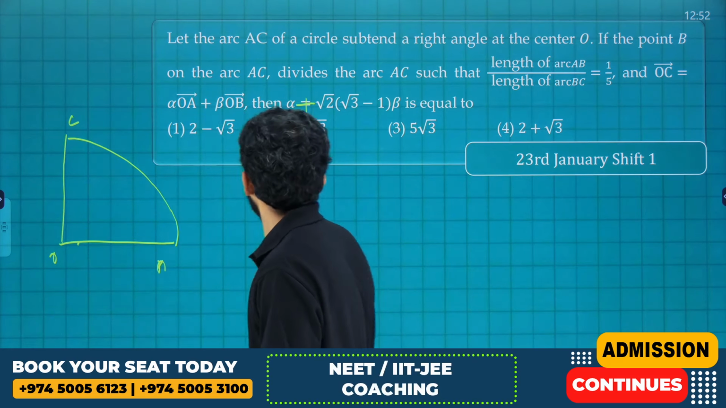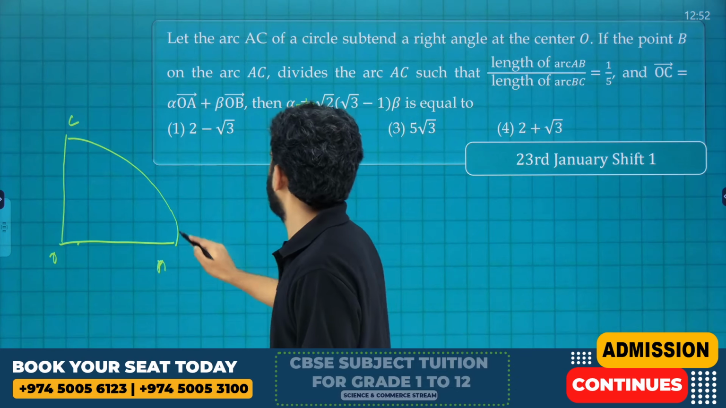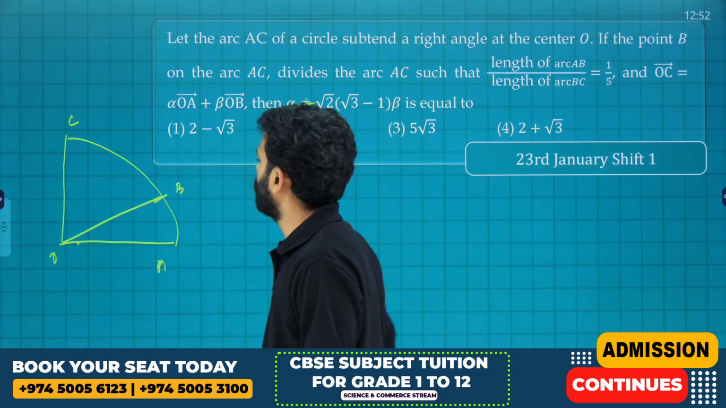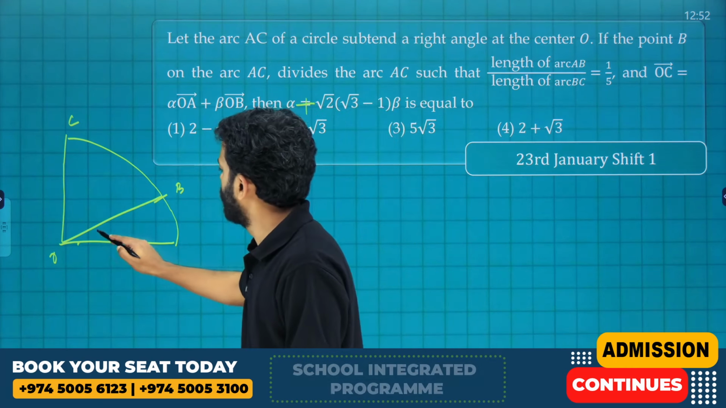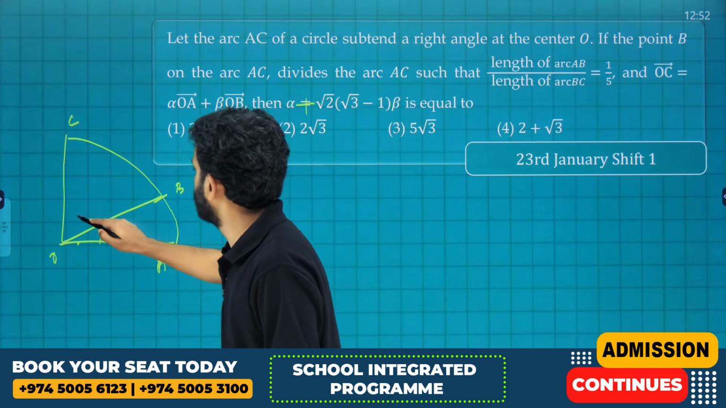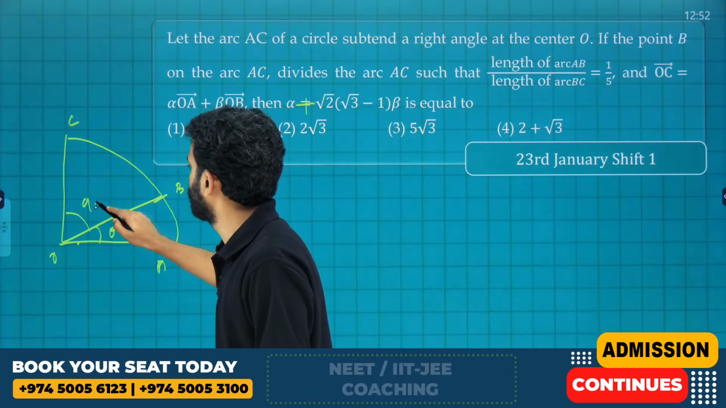Length of arc AB divided by length of arc BC is equal to 1 by 5. This we can take as AB. If this is theta, then, since the subtended angle is a right angle, this will be 90 minus theta.